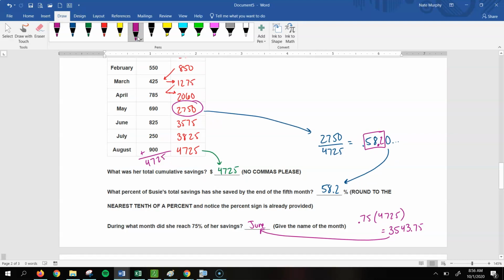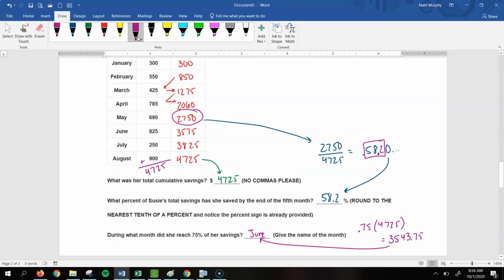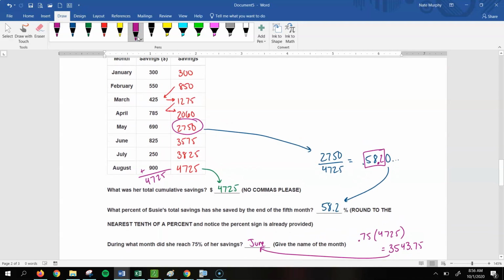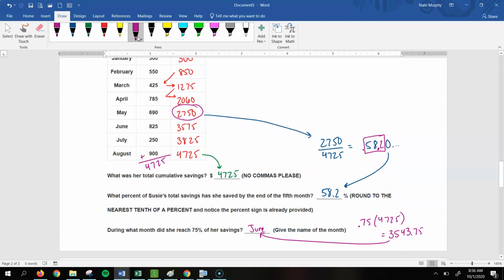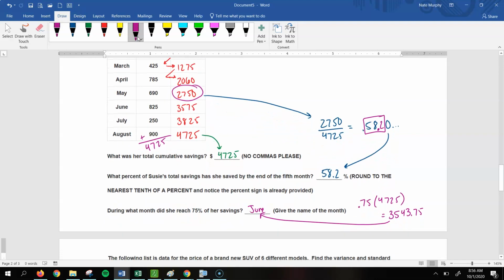That is significant. And then it says, during what month did she reach 75% of her savings? So now we just take 75% of her total, and you get $3,543.75. And that happened during the month of June, because in May we had $2,750, but in June, with the deposit that she had, now it's over that $3,543. So during the month of June is when she met that 75%.